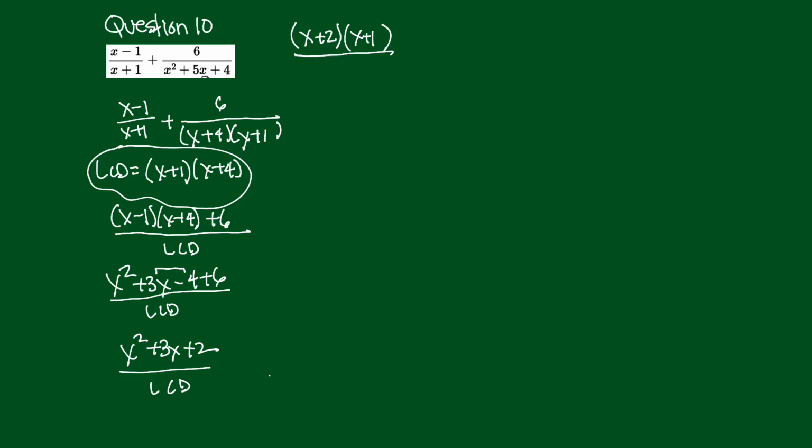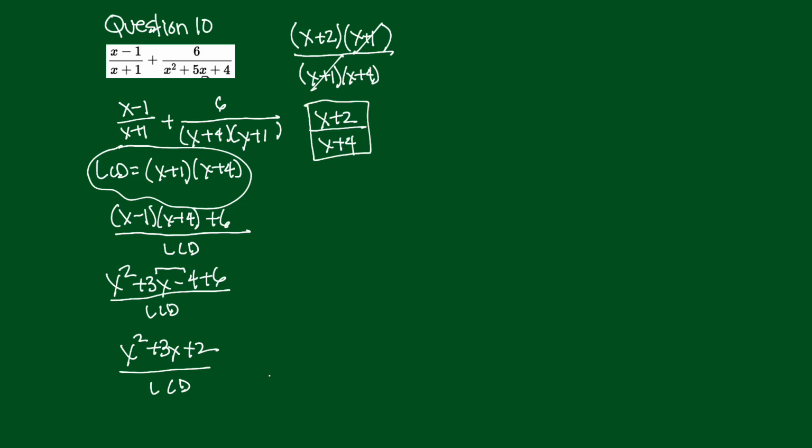Now I'm going to write the LCD because I can't do any more to the top. So the LCD is x plus 1, x plus 4, and I can see that the x plus 1's cancel. So I'm left with x plus 2 over x plus 4.